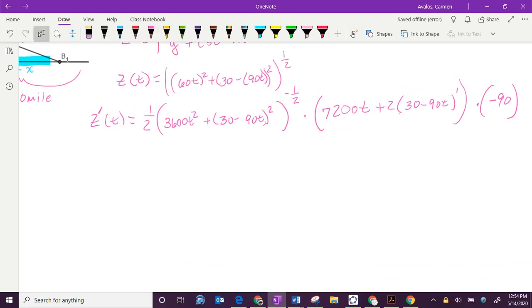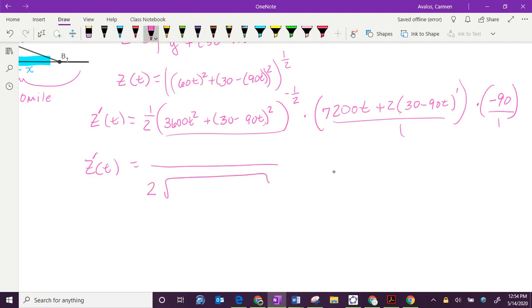Okay, it doesn't look kind of nice there, but we're going to be able to rewrite it as this is in the numerator. And this one here is going to go down to the denominator. The 2 is already in the denominator. So we're going to have 2 square root. This one here is positive now because we brought it down. 3,600 t squared plus the 30 minus 90 t quantity squared. And this is just going to stay on the top. So we're going to distribute, combine like terms. And it turns out to be 23,400 t minus 5,400. So that's what the equation is there.